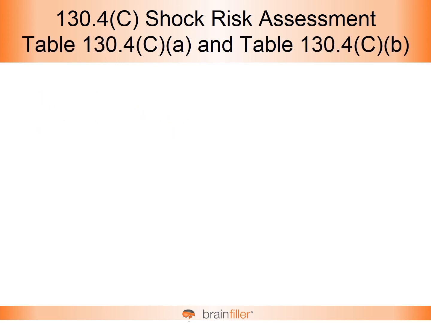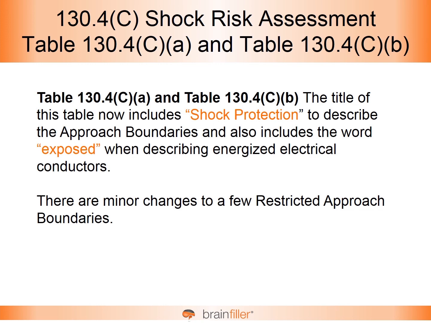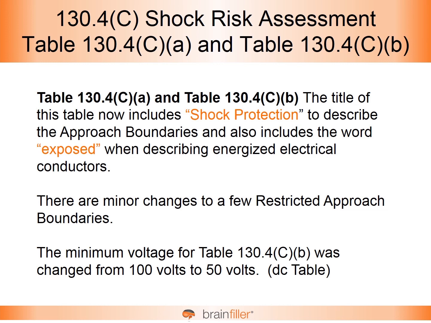130.4C, shock risk assessment, tables 130.4C-A and B. The title now includes the words shock protection to describe the approach boundaries. And also the word exposed is used when describing energized electrical conductors. There are some minor changes to a few of the restricted approach boundaries as well. The minimum voltage for table 130.4C-B, the DC table, was changed from 100 volts to 50 volts.